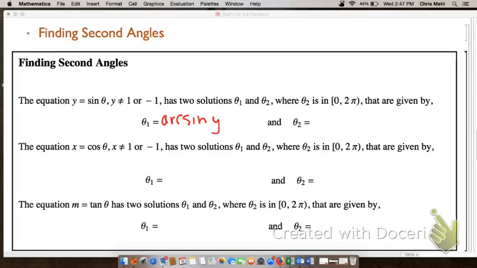Okay, so again the first angle is given by arc sine of y. That'll be between minus pi over 2 and pi over 2. The second angle will be between 0 and 2 pi, and that's given by, well, you rotate pi units around and subtract the first angle, which was given by arc sine of y.